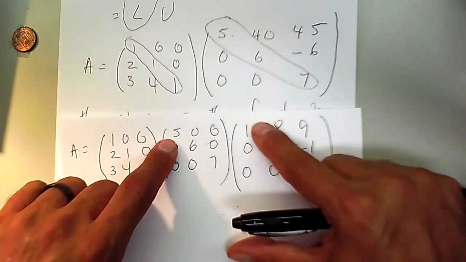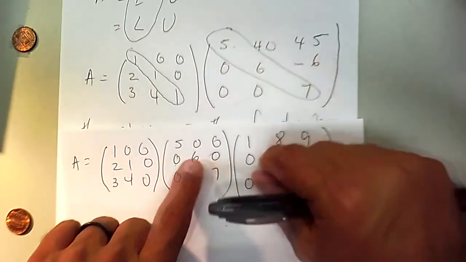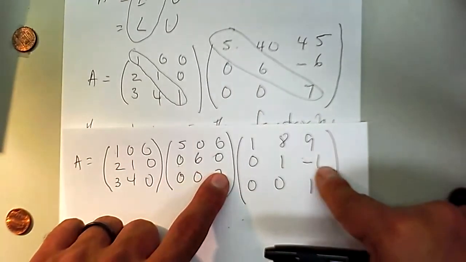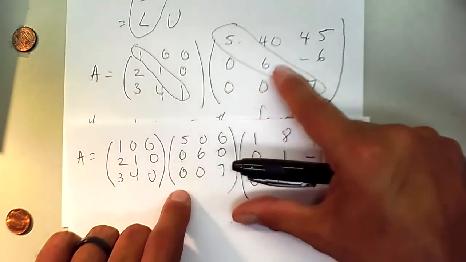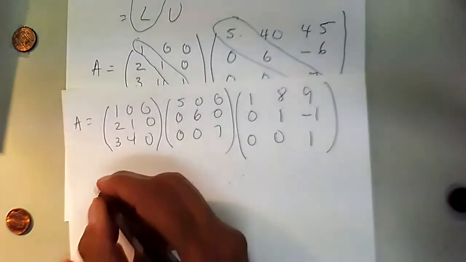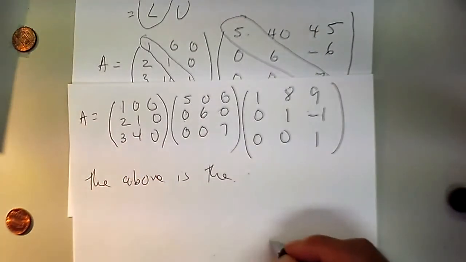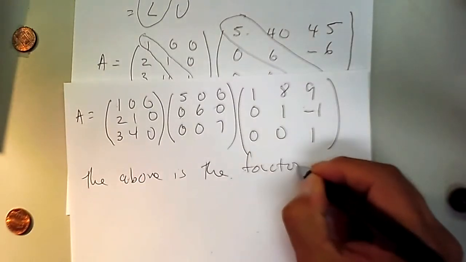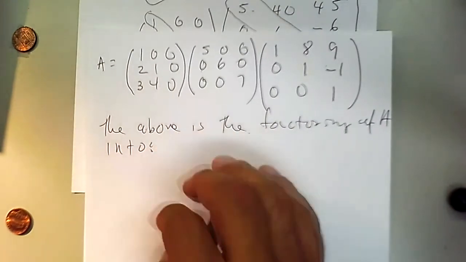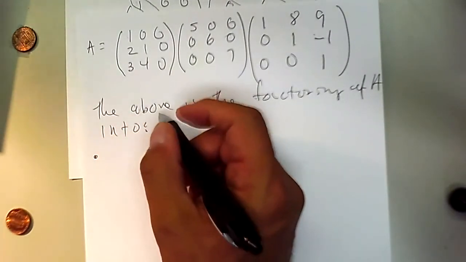Let's see. So when we multiply, let's triple check. So 5, 40, 45. Yep. And then 0, 6, -6, and then 0, 0, 7. Yep. So this, the above, is the factoring of A into, and here this could be a paragraph, but I want to emphasize the three kinds of matrices we have.